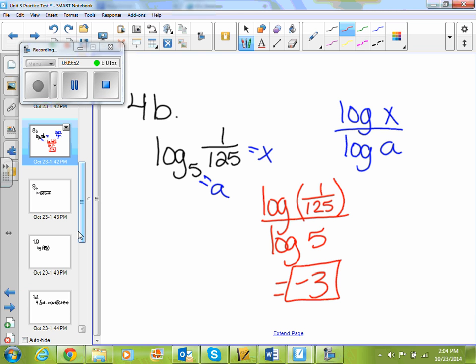Alright, so far that was all just stuff basically that we did on our calculators. Now we're going to get into some actual manipulating of logs.